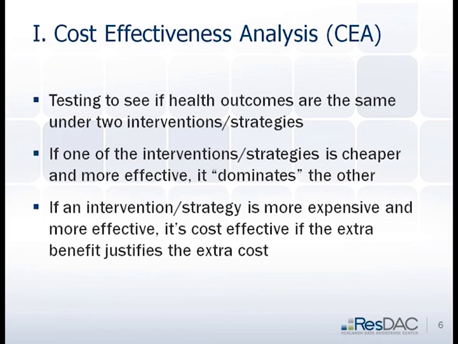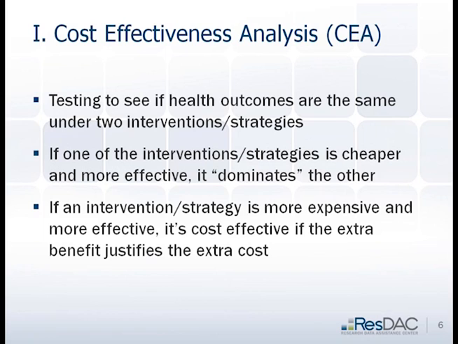So what you're doing is you're trying to see if health outcomes are the same under the 2 interventions or strategies. And if one of them is cheaper and it's more effective, you're basically coming out saying, all right, this type of intervention dominates the other. So if it's both cheaper and more effective, that's a no-brainer, right? That strategy wins out and dominates the other set of strategies that you're evaluating.